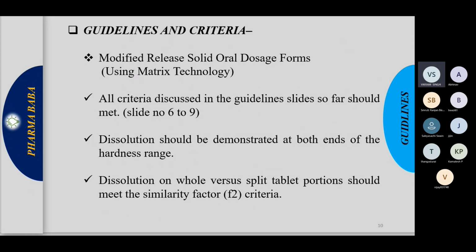As already mentioned, for example in the matrix dosage form, in some cases product to product may differ. Dissolution also depends upon the hardness and integrity of the dosage form. That's why you need to provide the dissolution at both ends of the hardness range. I'm repeating again: you have to provide dissolution at both ends of the hardness range, and the dissolution of the complete tablet versus the split tablet portion should meet the similarity factor F2 criteria. In IR, only meeting the specification is required. In the case of the modified matrix, the F2 value of the split tablet portion and the intact tablet is additionally required. You need to do the profiling.